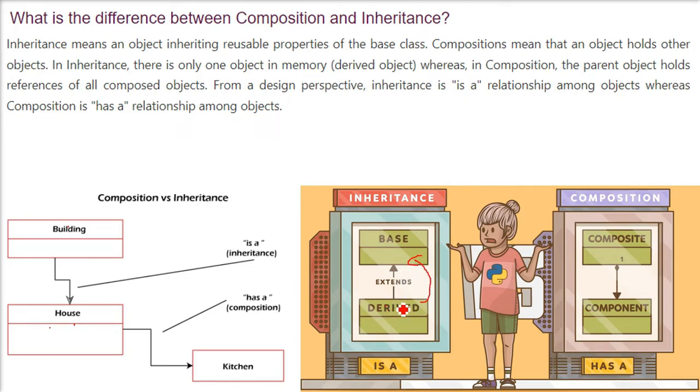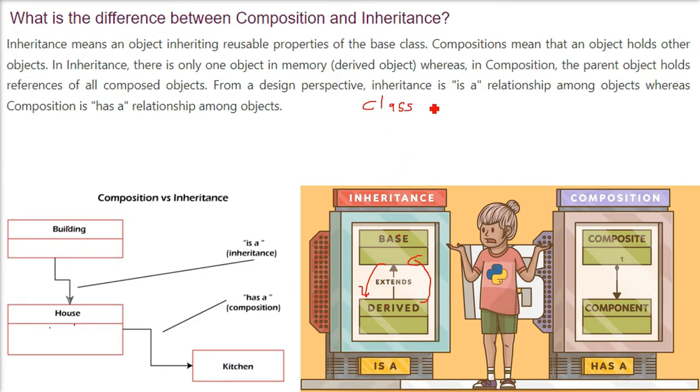So derived is always extended from base. Base is the base class. So the derived class will inherit the base. Also, it can provide its own functions and data variables. This is inheritance. Now coming to composition.